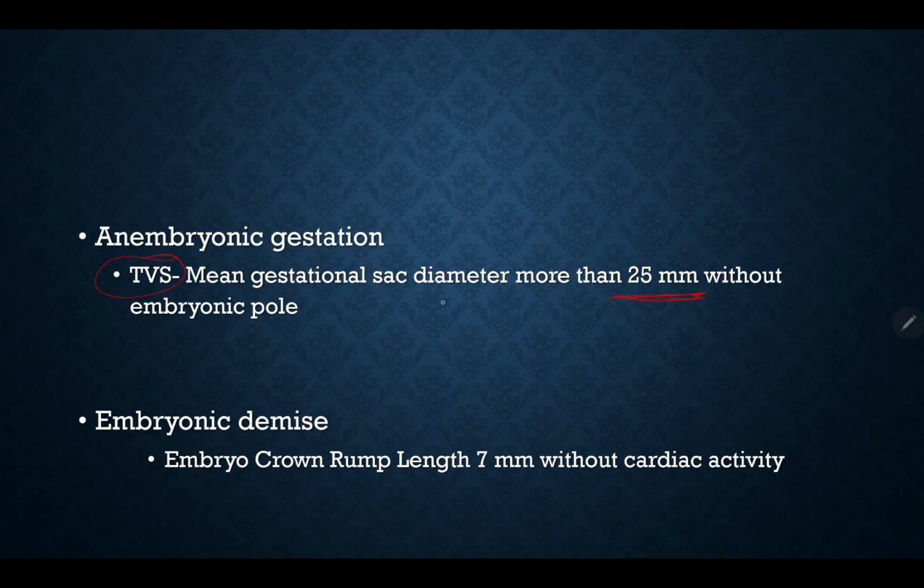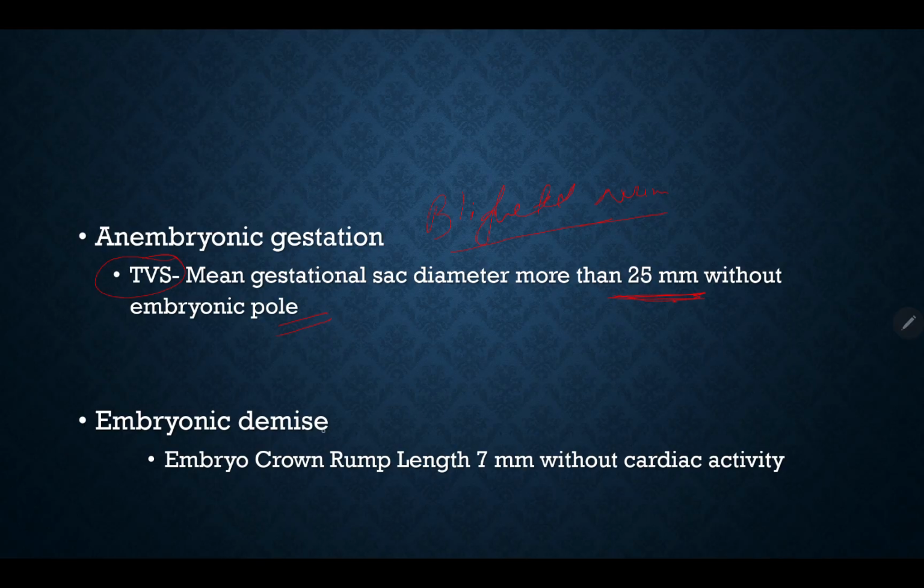So if the mean gestational sac diameter is more than 25 millimeter and the embryonic pole is absent or missing, then you may very well label it as missed abortion or anembryonic gestation, which was earlier also called blighted ovum, but now we must avoid using this term. But I am mentioning it for clinicians who have already learned this in their undergraduate and postgraduate studies.